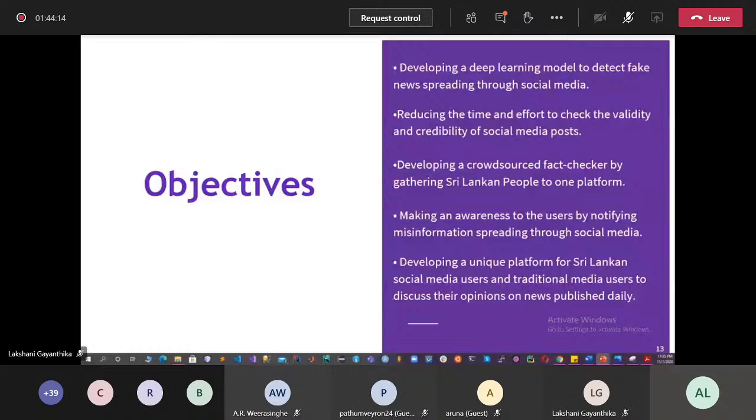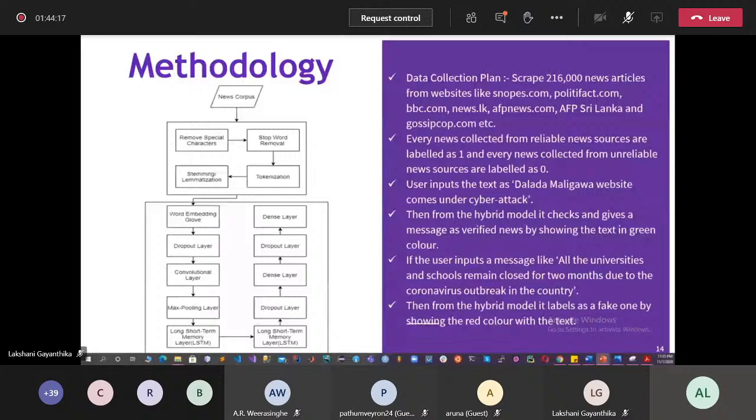This is going to be the methodology of my research project. It all starts with the data collection plan. For the data collection plan, I have created a separate dataset called Sherlock Fake News Net. It has 216,000 news articles from websites like snopes.com, politifact.com, bbc.com, news.lk, afpnews.com, FC Sri Lanka, gossip.com, and more. I have used the Twitter API to gather social media posts as well.